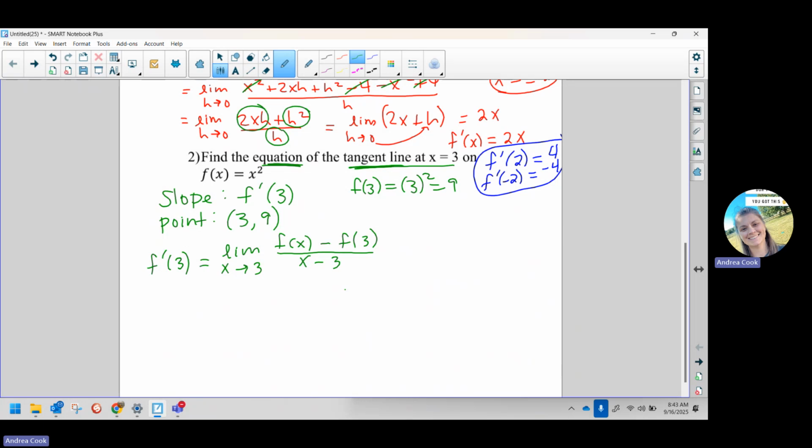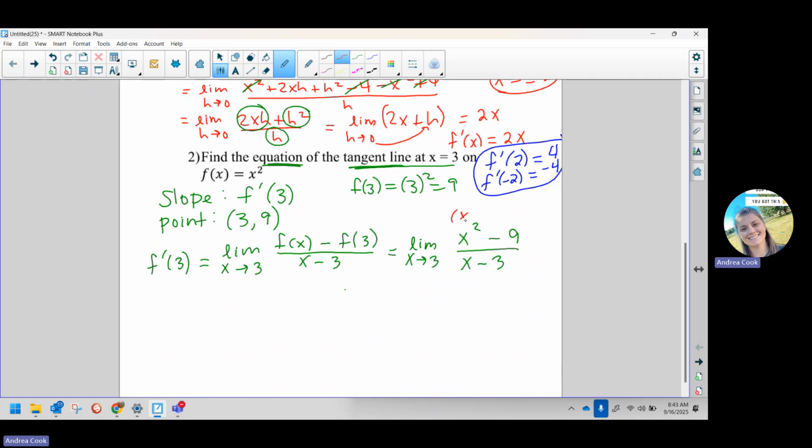Let's plug in f of x. So what is f of x? X squared minus, what was f of 3? 9, all over x minus 3. Well, if I plug in, I get 0 over 0. Try harder. How am I going to try harder? Factor and cancel. So how about if I just write above?